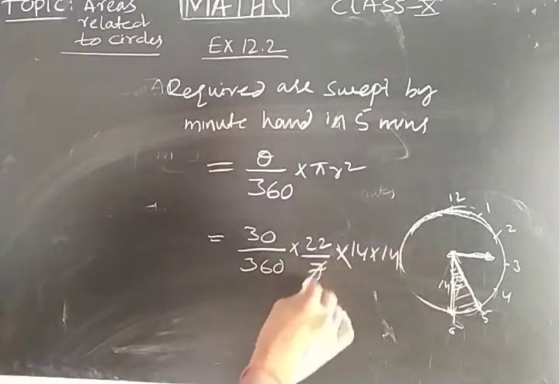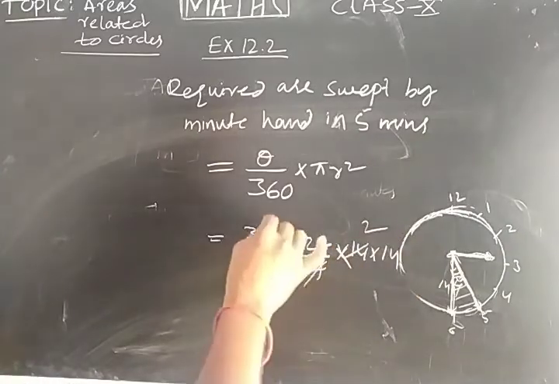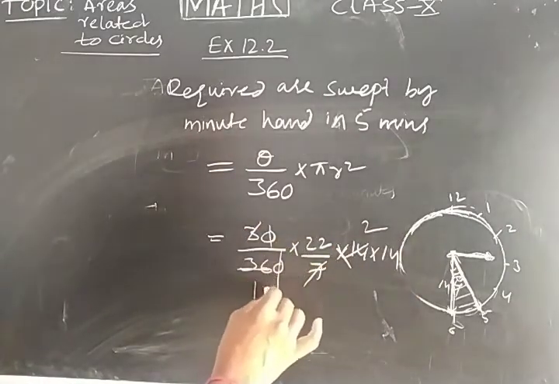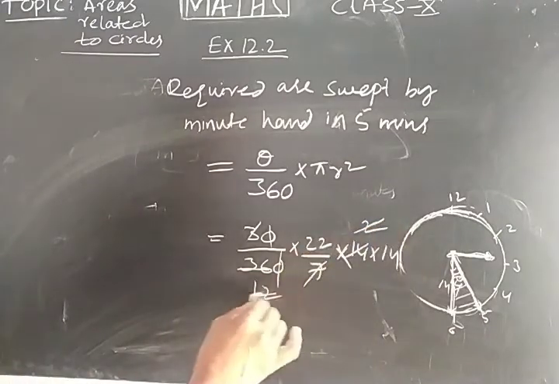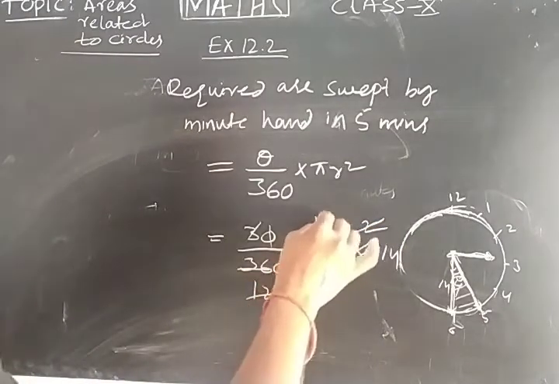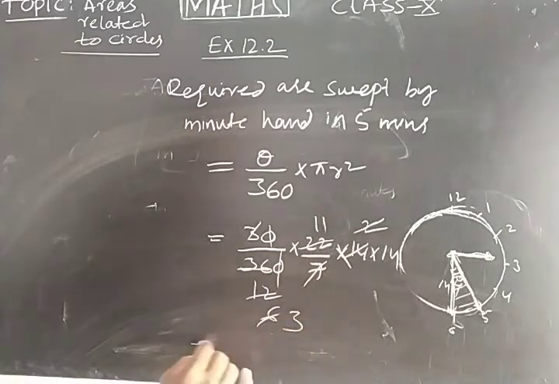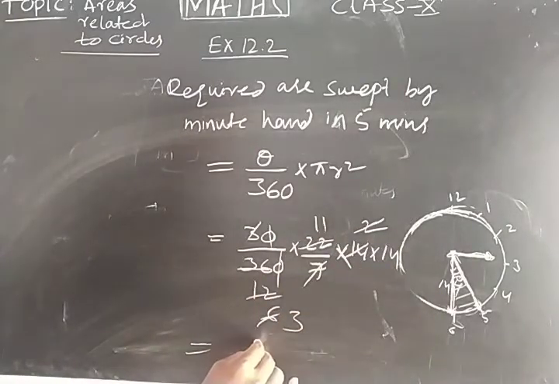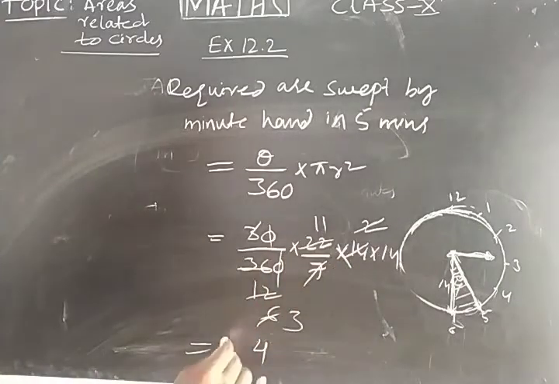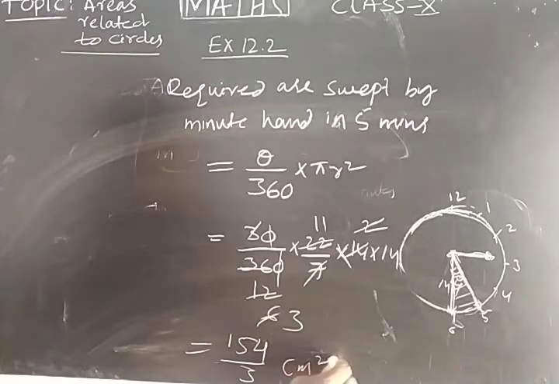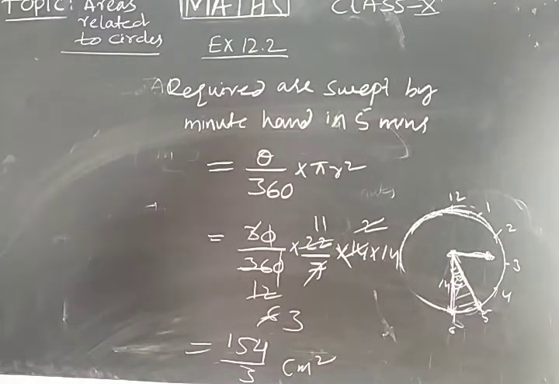Right? 7 1 the 7, 7 2 the 14, the zeros cancel, 3 1 the 3, 3 2 the 6, 2 11 the 22. So 11 into 14, 11 4 the 44, 11 1 the 11, 154 by 3 centimeter square is the area of the sector which is covered by the minute hand in 5 minutes, right? Okay.